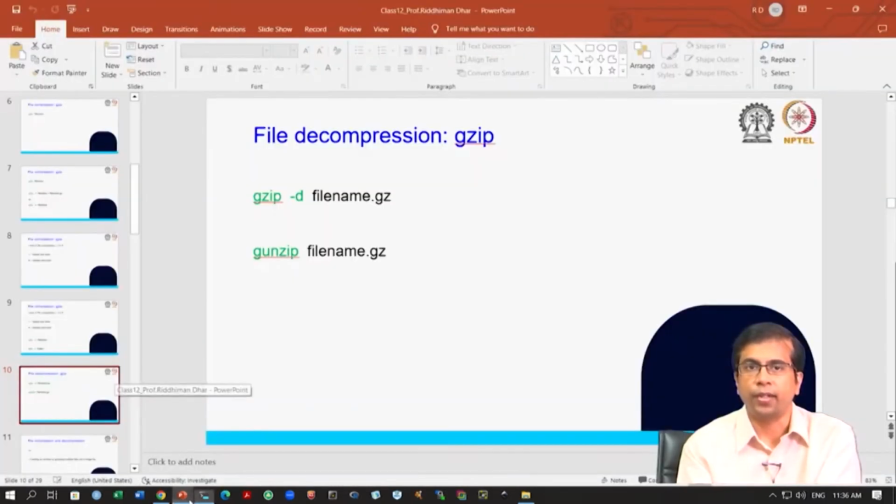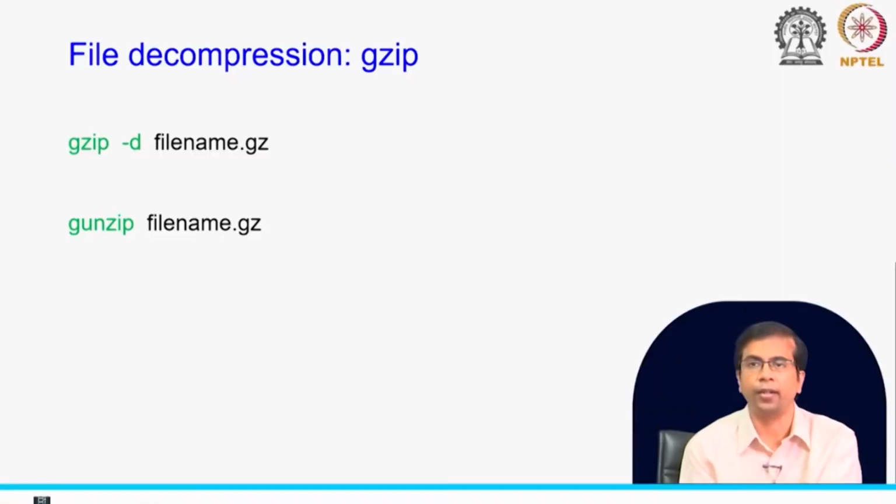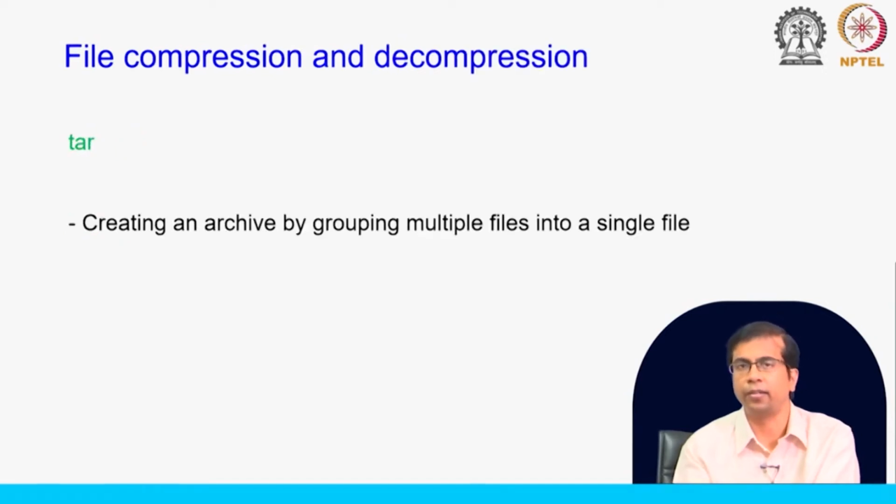So, let us move on to the next compression, that is also quite common in Linux systems, and you will see many software tools that will come with this compression. This is the command we use, it is called tar. What it does is create an archive by grouping multiple files into a single file. It is a really elaborate command, it has a lot of options and you can control a lot of things.